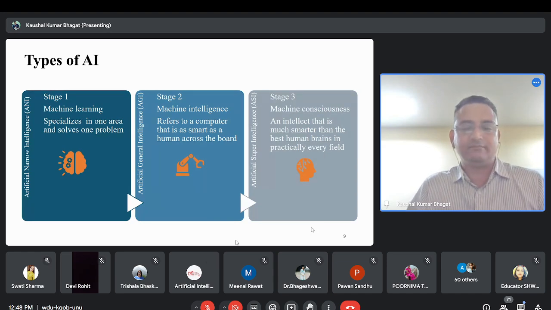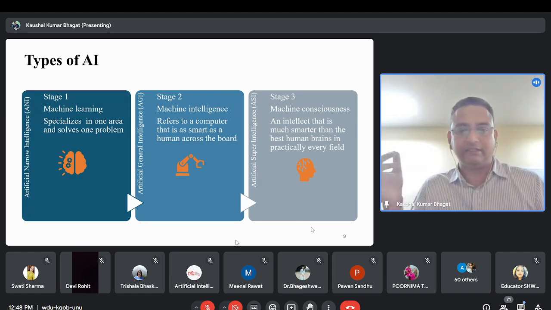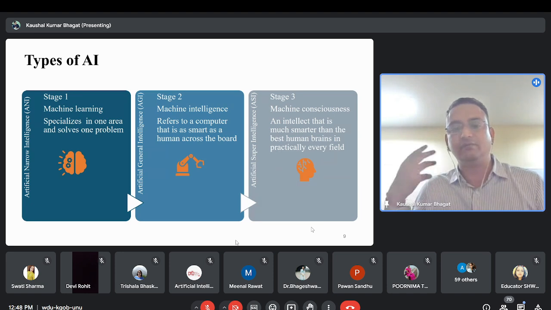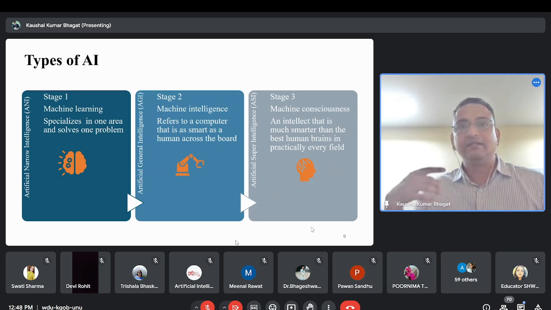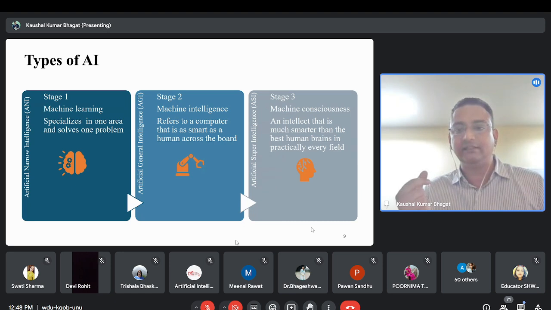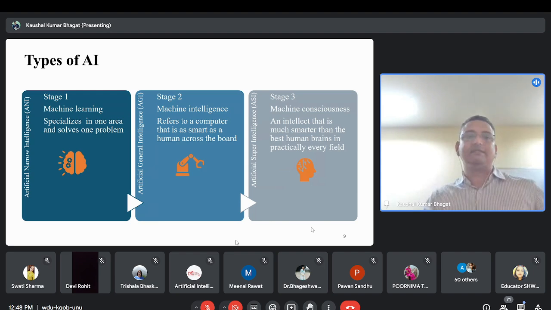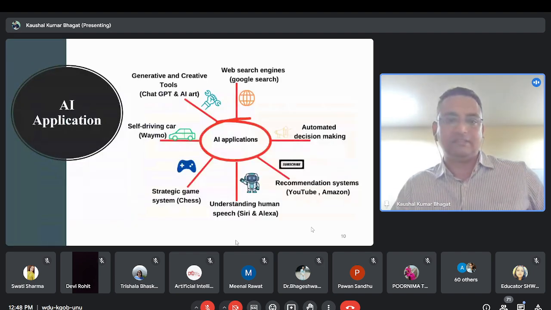So basically, there is ANI, which is talking about one specific area and solves one problem. Then we have AGI, which is artificial general intelligence, where we are developing a computing system which can be as smart as humans across the board. So we have the robotic operation that is being conducted there, and then we have artificial super intelligence, that is ASI, and that is regarded as being able to perform smarter and better than human brains, practically in the field. Okay, so these are the three classifications of artificial intelligence.